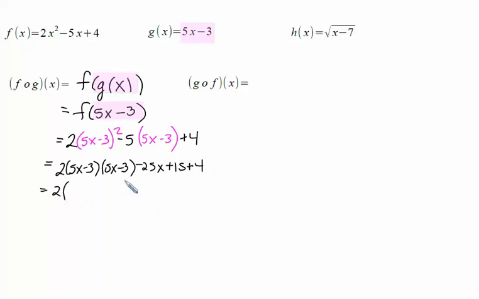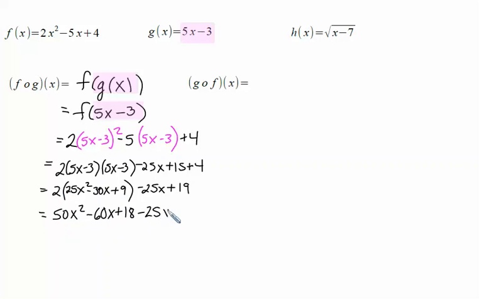Foiling out the 5x minus 3 times 5x minus 3, we'll get 25x squared. Then we're going to have a minus 15x and another minus 15x, which will be a minus 30x. And a negative 3 times a negative 3 will be plus 9. Simplifying some of these items off on the side, 15 plus 4 is 19. Now we have to run through with the 2. So we'll get 50x squared minus 60x plus 18.